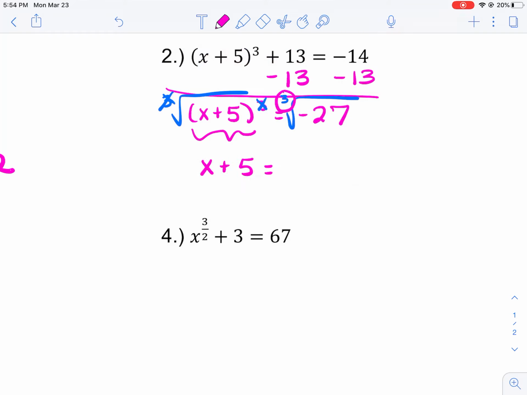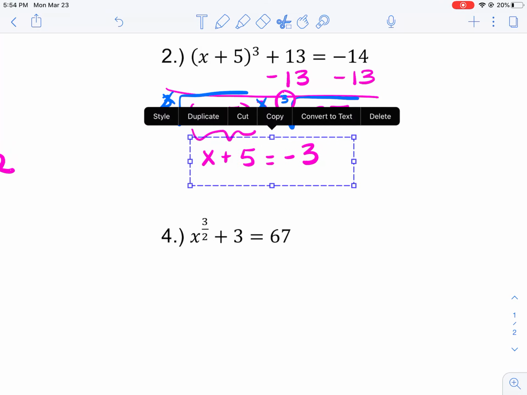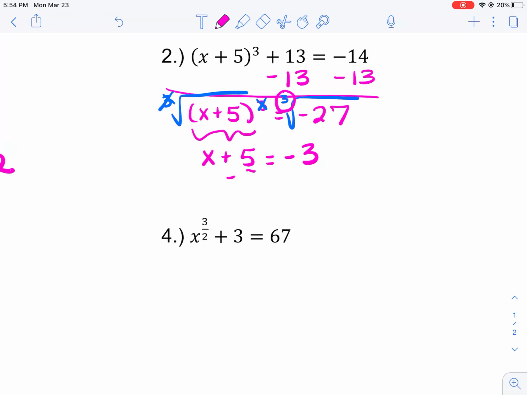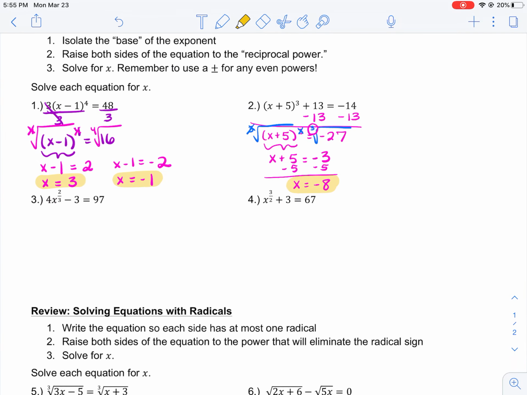Now you can take an odd root of a negative. The cube root of negative 27 is negative 3. You can use a calculator to do that. And then we're going to subtract 5 from both sides, and so we get x equals negative 8. Now we don't have to worry about a plus or minus sign because we took an odd root. So you only have to worry about that plus or minus when your root is even.